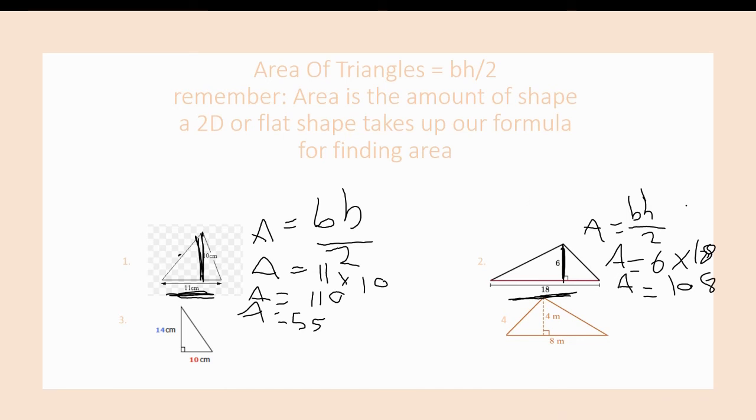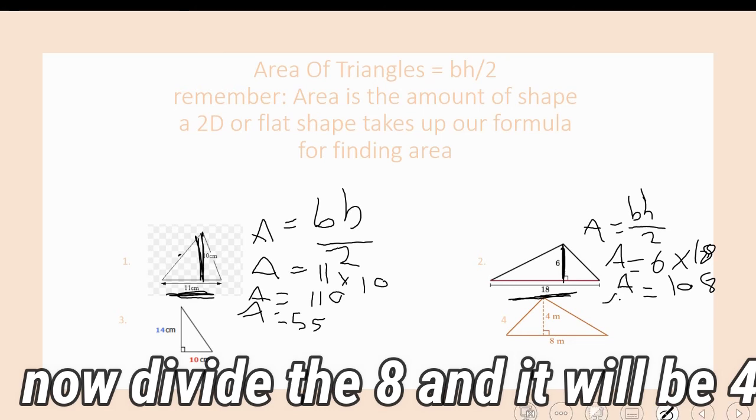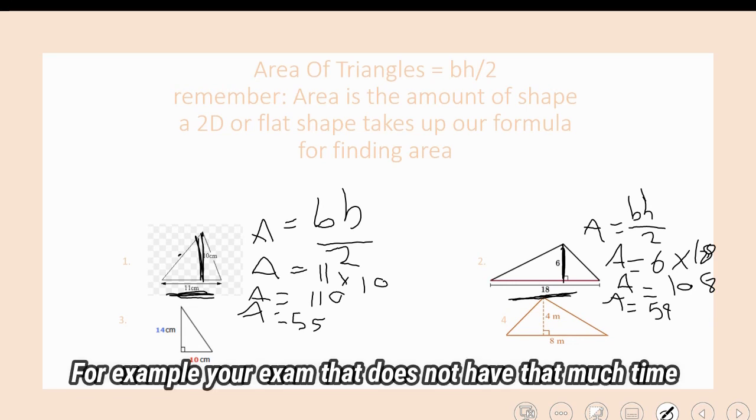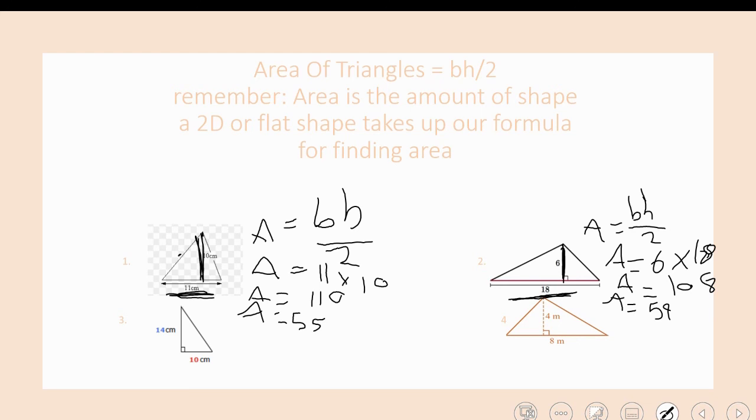Now we cannot head to number 3 without dividing it. As I said, I'll give you a little trick. Just divide the 100 and it will equal 50. Now divide the 8 and it will equal 4. So the official answer is 54. Pretty easy. If, for example, your exam doesn't have that much time, just use my tip because it's really helpful and it'll help you be faster in finding the area of triangles. Okay, let's head in to number 3 now.